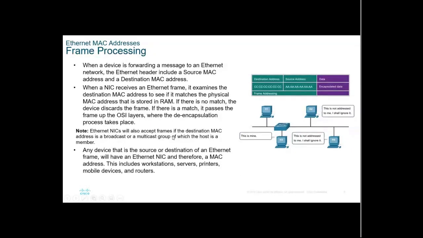Ethernet NICs will also accept frames if the destination address is a broadcast. So you might have heard of the terms broadcast, unicast, multicast. We spoke about that in terms of IP addresses. So if you see a MAC address which is all Fs, all of the characters are Fs, that's what's called a broadcast MAC. So if that's in the destination address, then any device will see it as, yes, that's me, I'm part of everyone. So that's for everyone, so therefore I will look at it. So the broadcast MAC address.